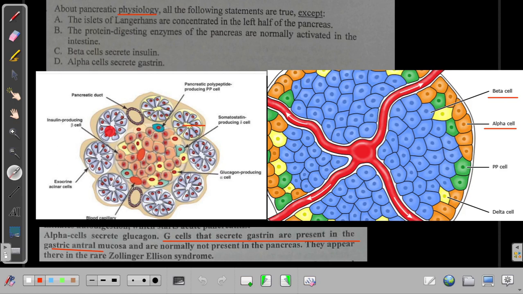Trypsinogen and lipase and amylase are going to be excreted into the pancreatic duct. This is the exocrine part. And the islets of Langerhans will secrete directly inside the blood capillaries. This is the endocrine part. Okay?